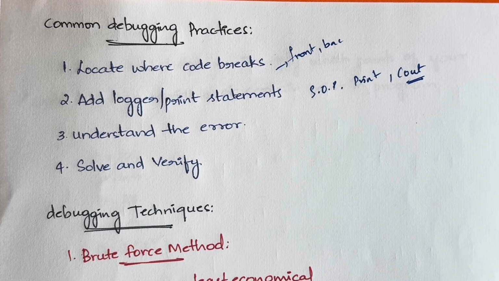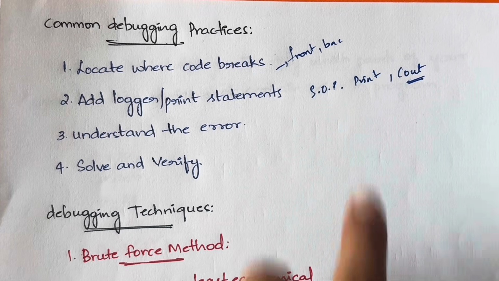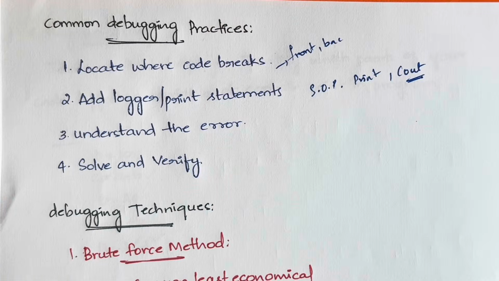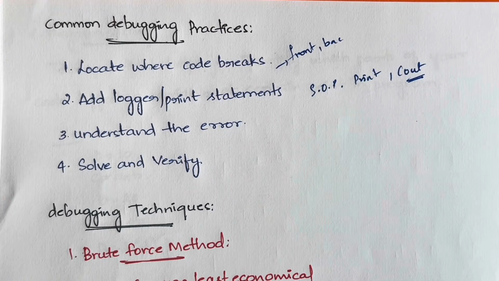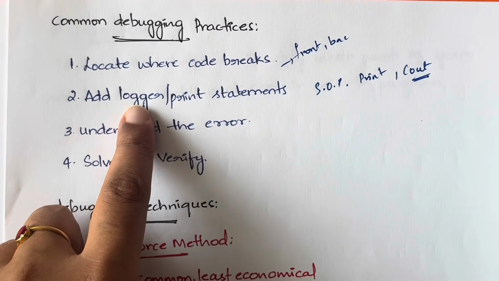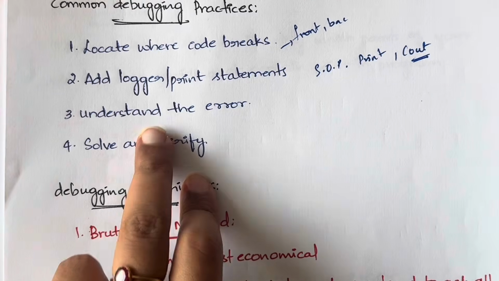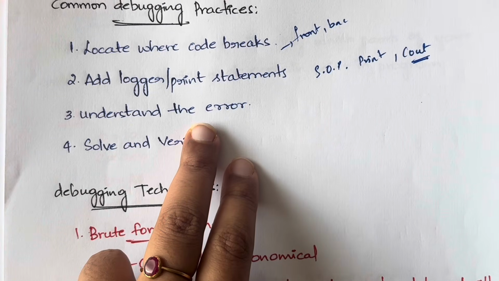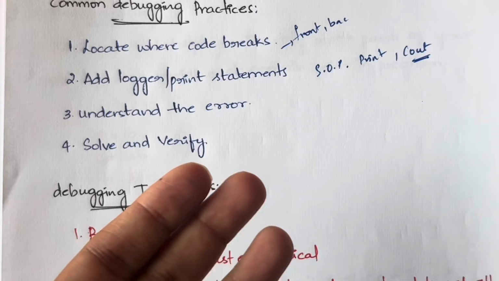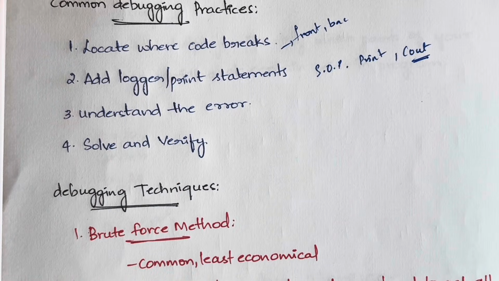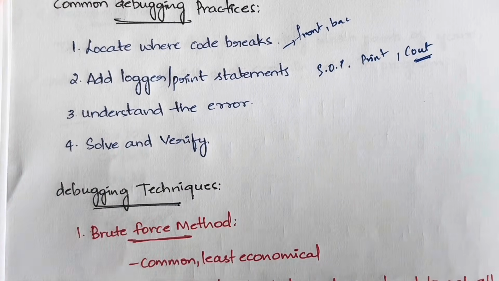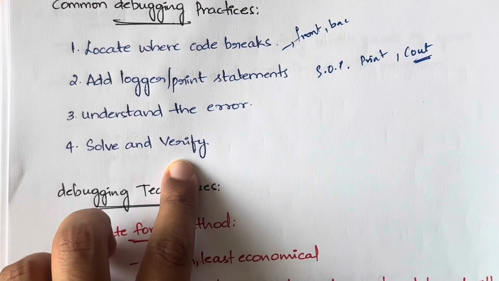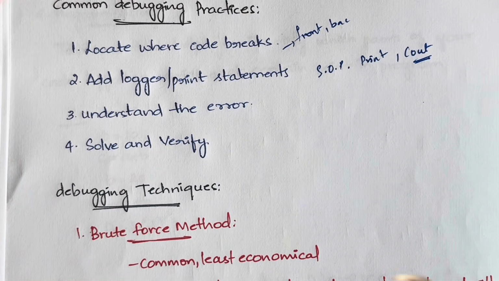You will add these print statements within your application, so that you will understand what is being printed over there, what actually should be printed and what is being printed. That you will understand by adding these logger statements or print statements. And then you can understand the error: what is this error and why is this error coming. Okay, and then you will solve it, you'll try to fix it, and then you'll verify whether you have fixed it properly or not.